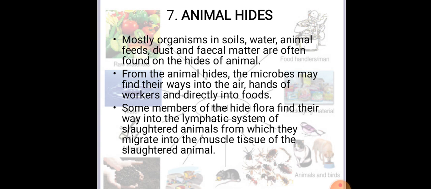Some members of the hide flora find their way into the lymphatic system of slaughtered animals, from which they migrate into the muscle tissue of the slaughtered animals.